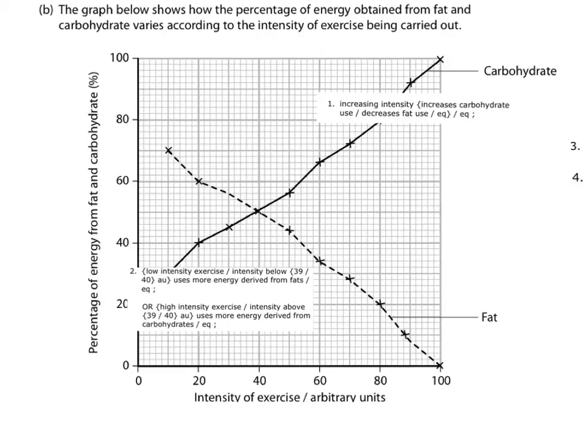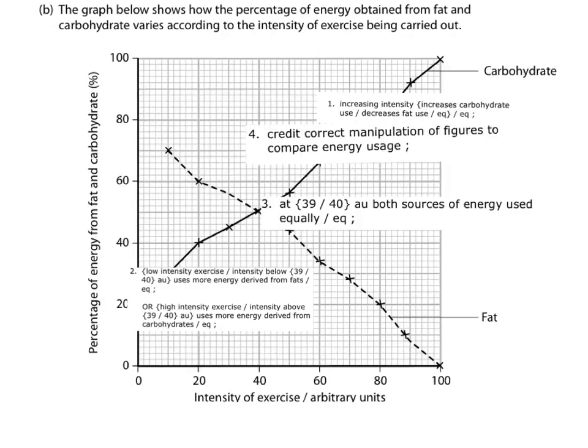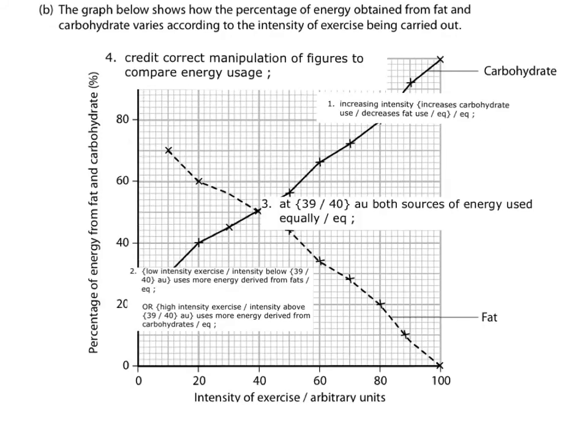What else could we say? Well, there's a crossover point in the middle where both sources of energy are being used equally, 50% from fats, 50% from carbohydrates. So at 40 or 39 we could say that both sources of energy are being used equally. And there's one last mark we could use, and that's for a correct manipulation of the figures.